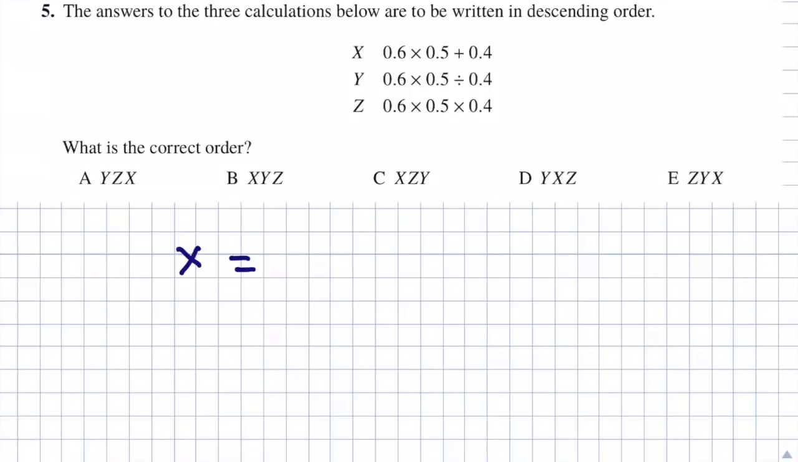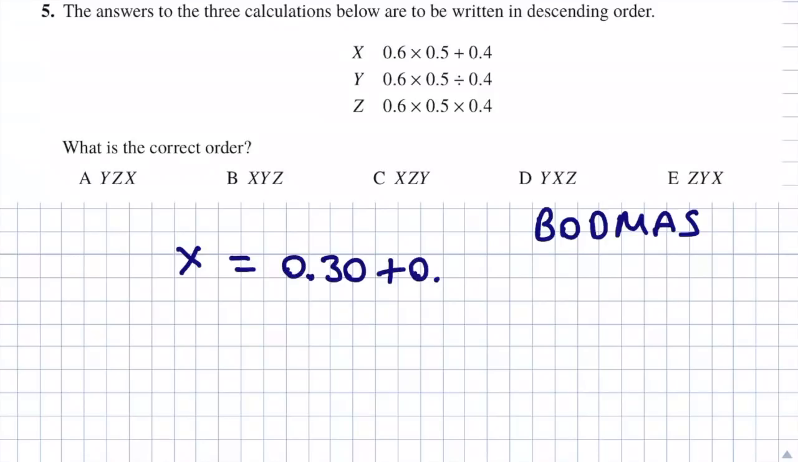X is 0.6 times 0.5 plus 0.4, so we're going to use BODMAS here. The first thing is multiplication. So we do 0.6 times 0.5, which is 0.3. Then add the 0.4. That gives us 0.7.